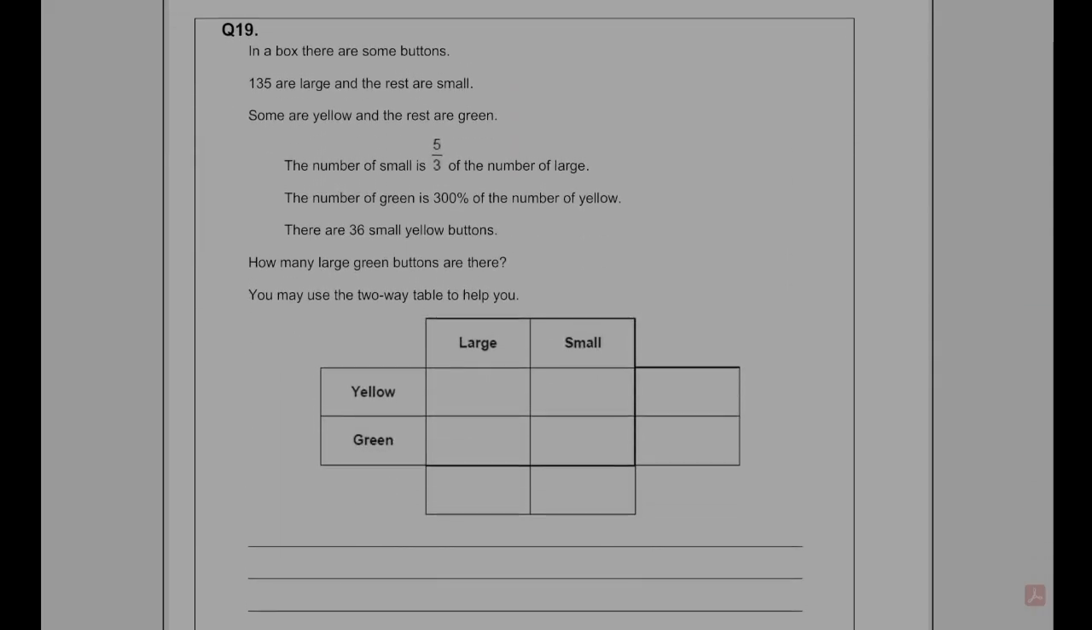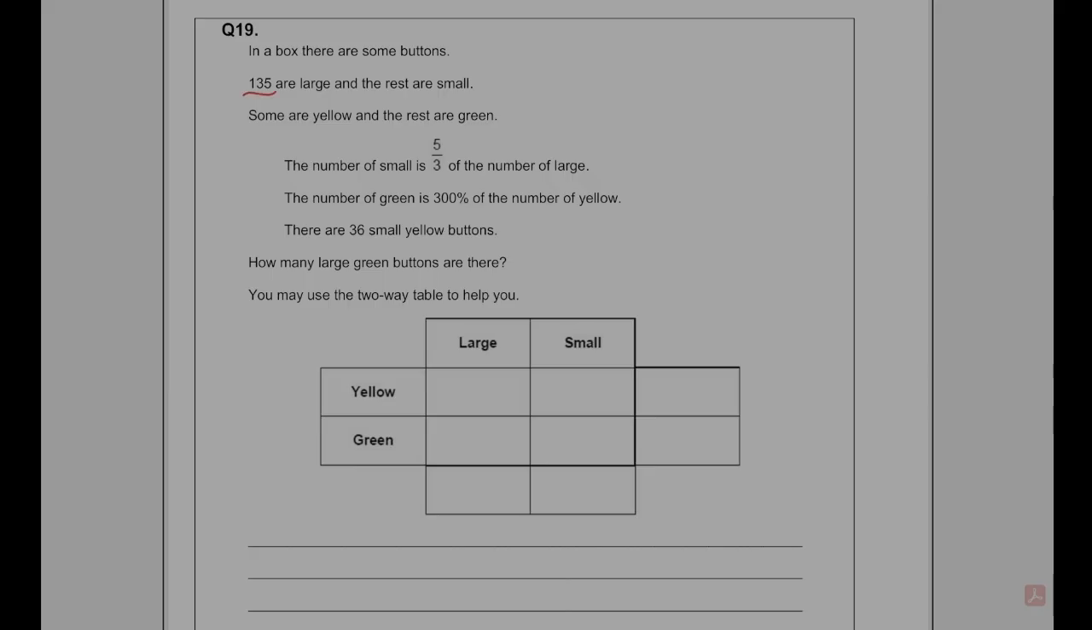Question 19. In a box there are some buttons. 135 are large and the rest are small. Some are yellow and the rest are green. The total number of small buttons is 5/3 the number of large buttons. The number of green buttons is 300% the number of yellow buttons. There are 36 small yellow buttons. How many large green buttons are there? You may use the two-way table to help you.